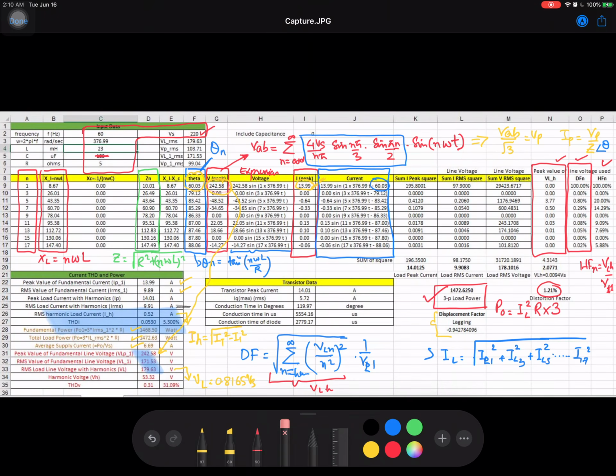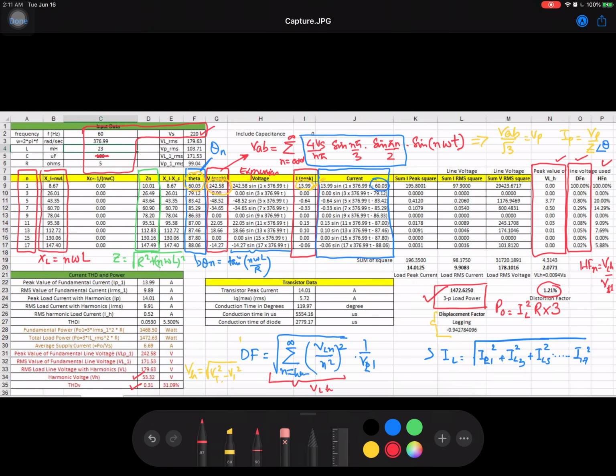Then the harmonic voltage is calculated by taking the difference of the total voltage and the fundamental component. So V harmonic is equal to total voltage minus the fundamental component of the voltage. So that is available in this column. And then we have calculated the THD, that is obtained by dividing the harmonic voltage by the fundamental component.